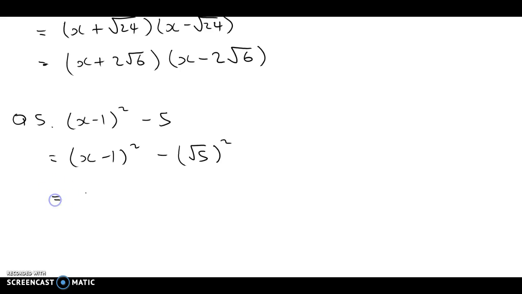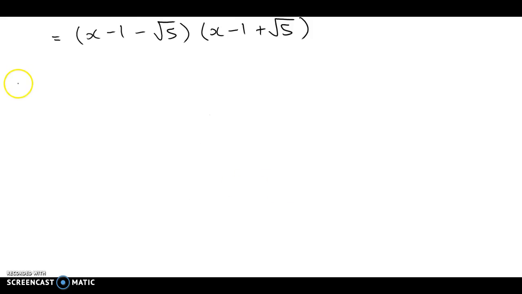From here, we can write it out as x minus 1 minus root 5, x minus 1 plus root 5. So you need to be careful. This x minus 1 just stays as is. That expression x minus 1 is squared. So in both brackets, it just stays as x minus 1. Alrighty, let's have a look at one final question.